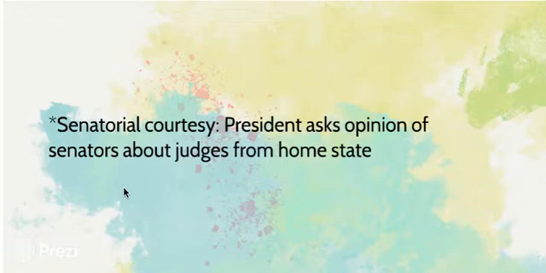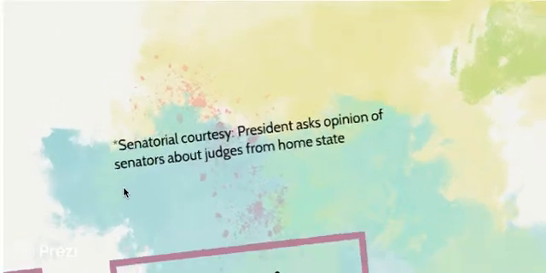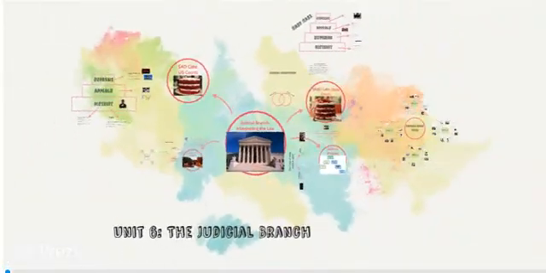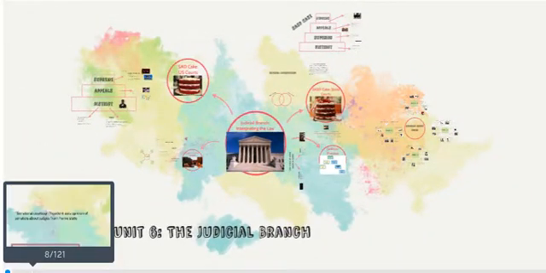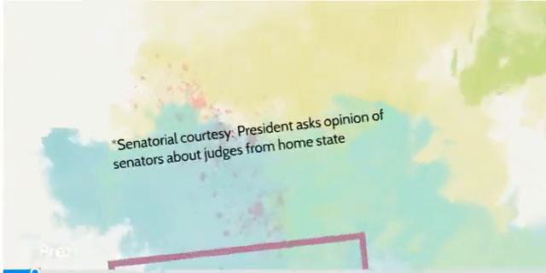Okay, so if the president wants to nominate Joe Dirt from North Carolina, he will go to our 2 senators, Tom Tillis and Richard Burr, and say, hey, I'm going to appoint Joe Dirt to federal district court. What do you think about Joe Dirt? Is he a good judge? Not so much. Do I need to pick someone else? And then the senators give their opinion on this person.